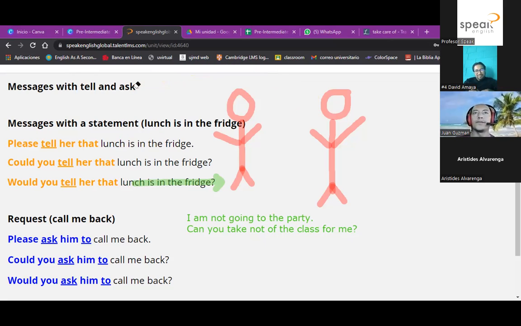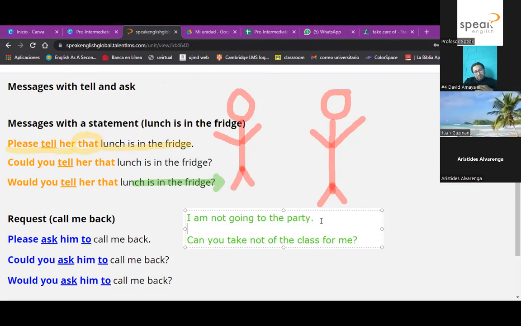Okay. When we transmit messages to other people, we add this information. Please tell him, tell her, tell David, tell Sophia, tell that, and then the message. Okay? Let's do another exercise.